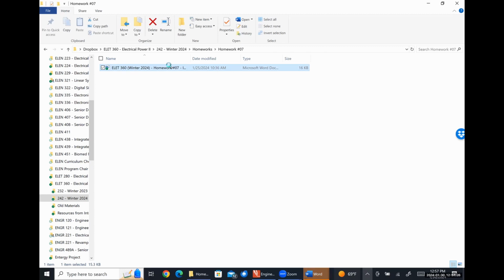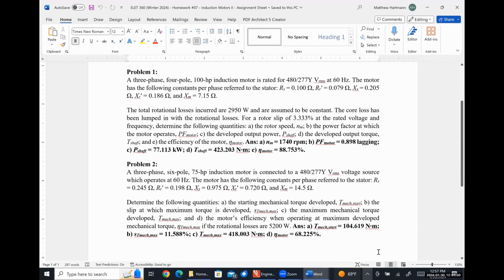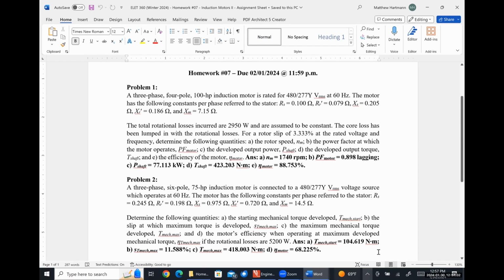Homework set number 7. All right, so now we're given parameters and all of that kind of good stuff, and we're asked to actually calculate things that will be arguably a little bit more difficult.